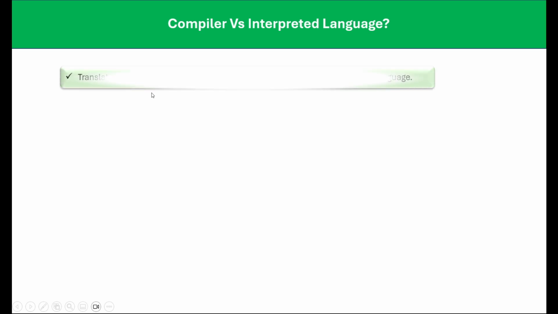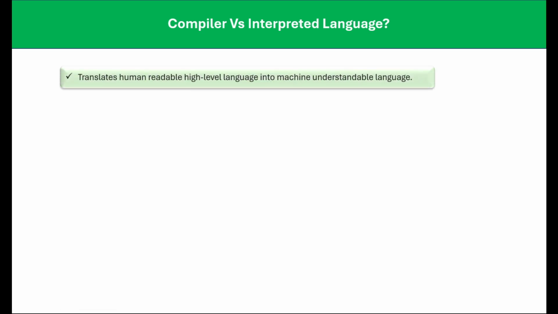Do remember, a compiler and interpreter refer to translating mechanisms. So when program code is written in a human readable and understandable format, it needs to be translated into a machine understandable language so that it can be executed by a computer system.